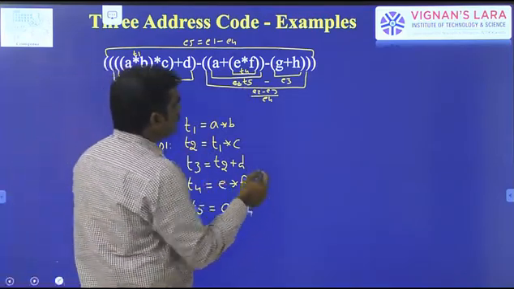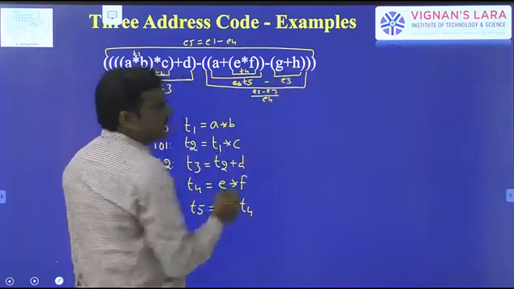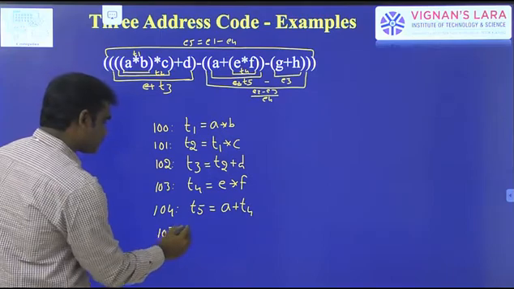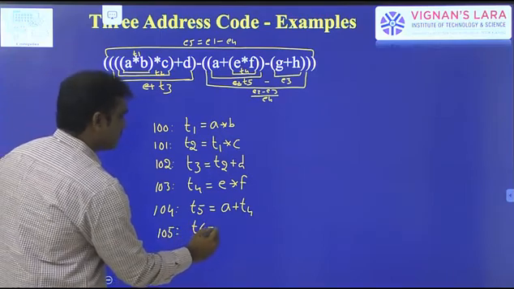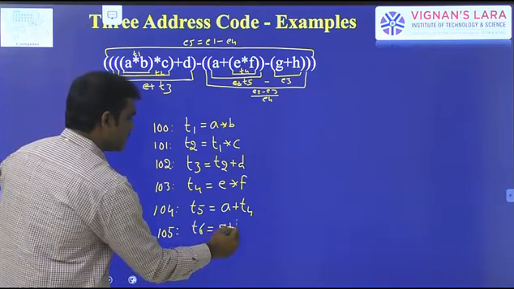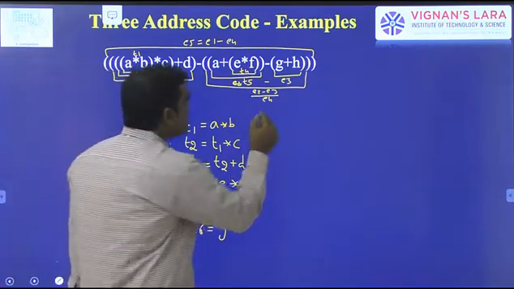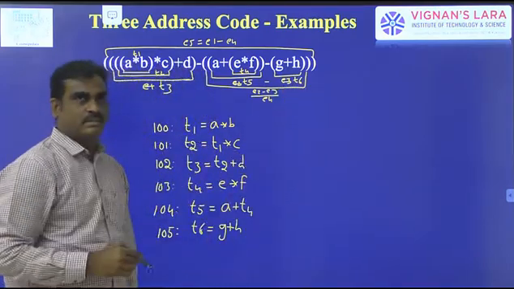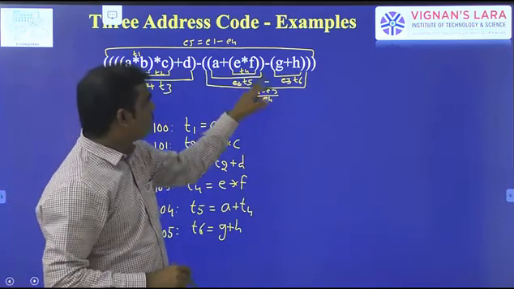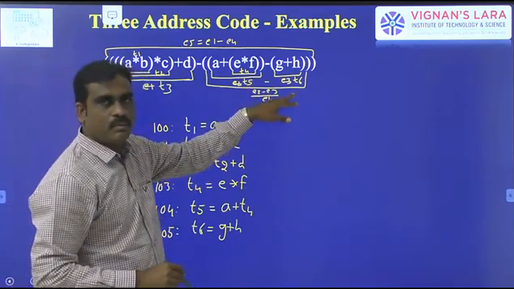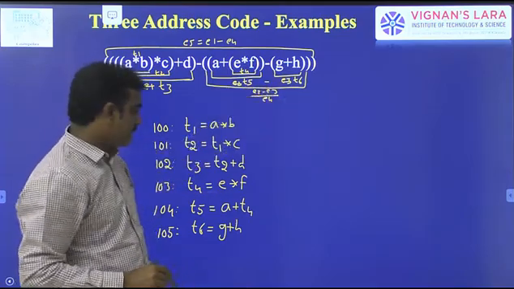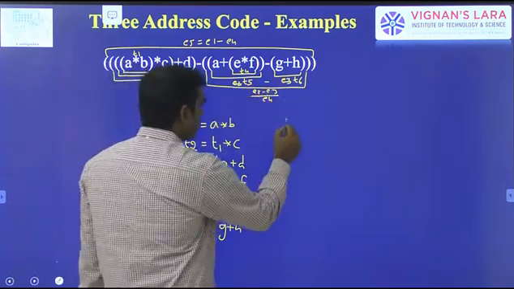Next one. Now compute G plus H. Take the temporary variable T6 equal to G plus H. Now this becomes T6, temporary variable 6. And then we have to perform subtraction. What are the statements? T5 minus T6.